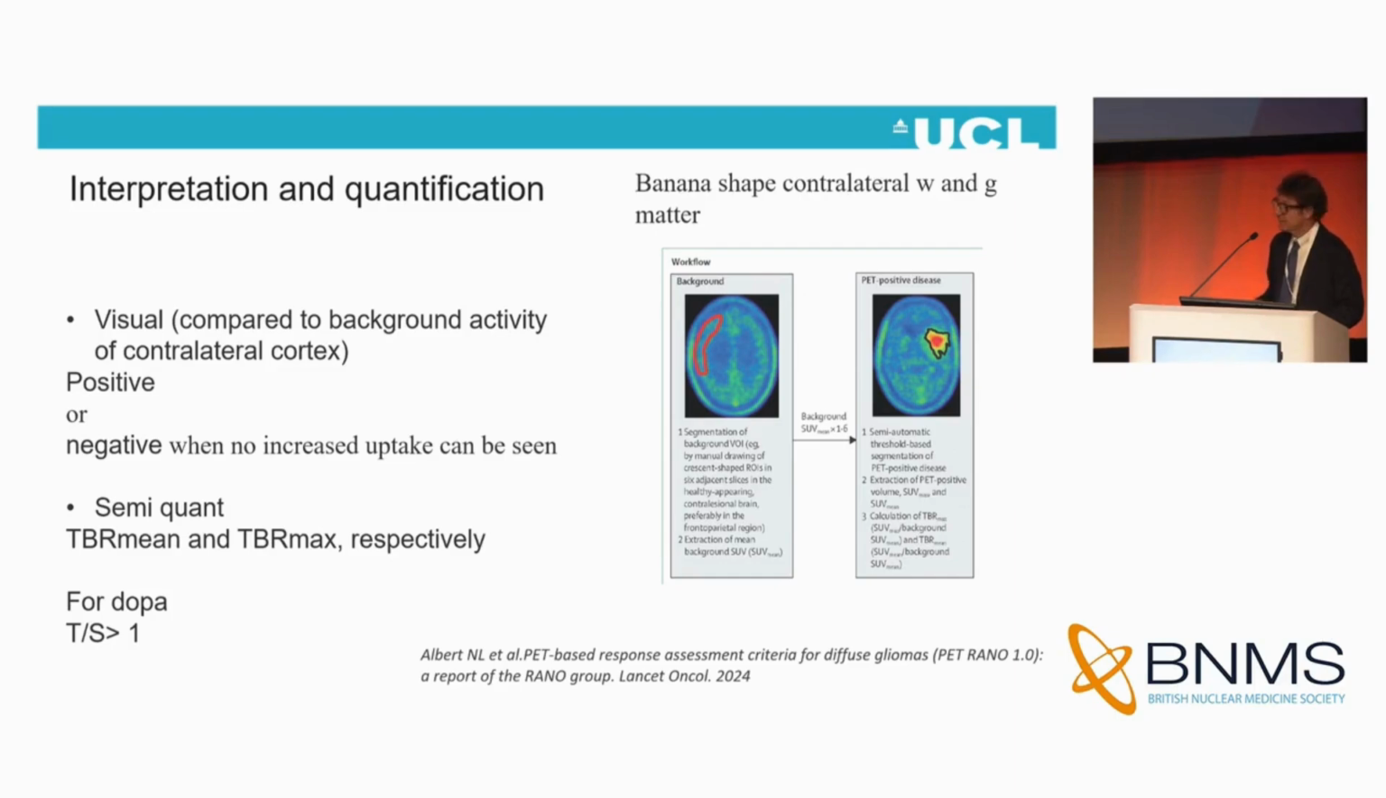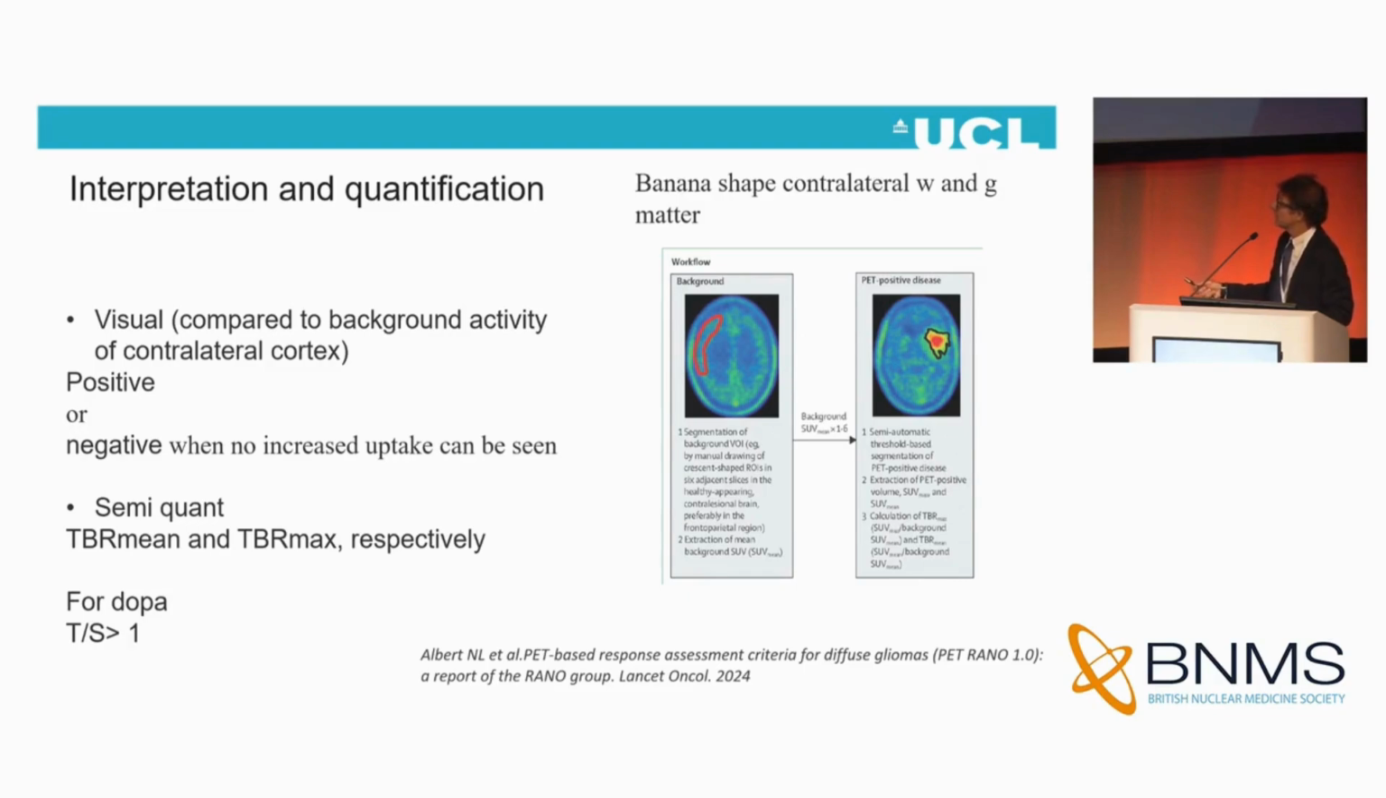Whereas the TBR mean and TBR max are recommended and seem to correlate with aggressiveness of tumors. You calculate the ratio between the SUV max or mean in the tumor divided by the background activity, which should be taken in the contralateral hemisphere, taking into account the white and gray matter.